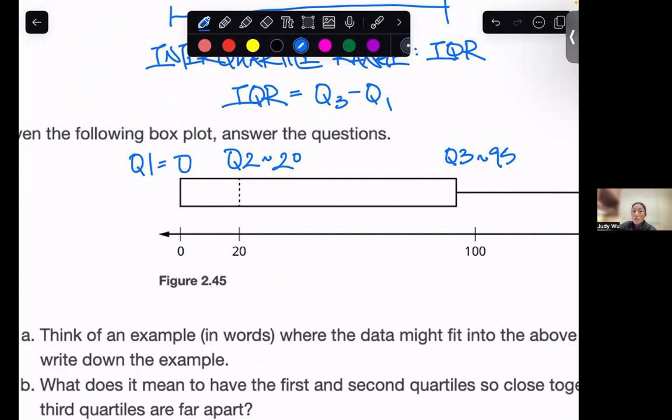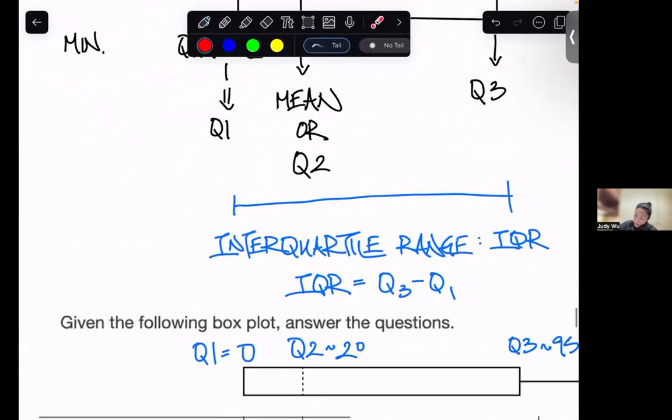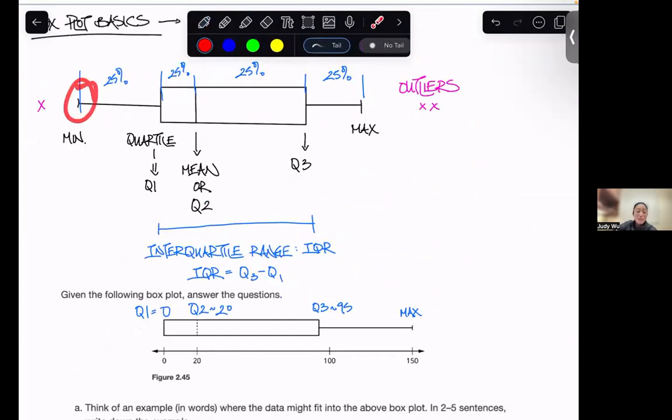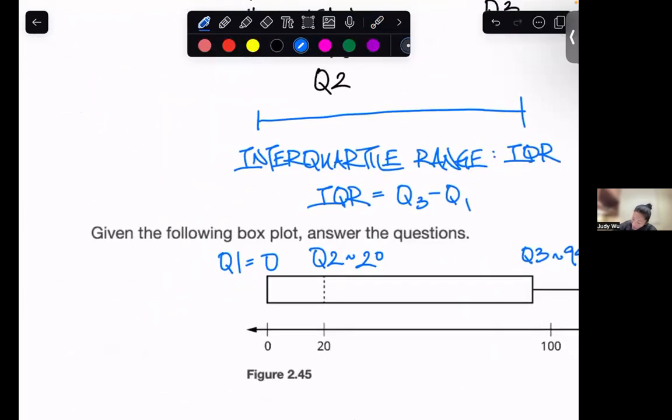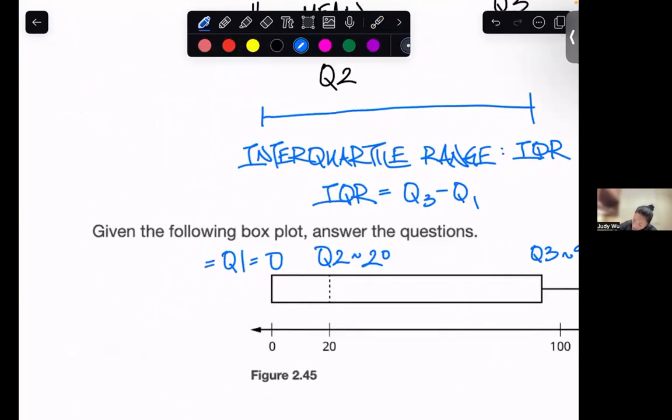Now, in addition to Q1 being 0, we might notice that there's no left whisker. Okay. In other words, we don't have this whisker out here. And so when there's no whisker visible, what that means is the minimum and the Q1 are the same value, okay? So if I go back here, not only is Q1 equal to 0, but the minimum is also equal to 0, okay?